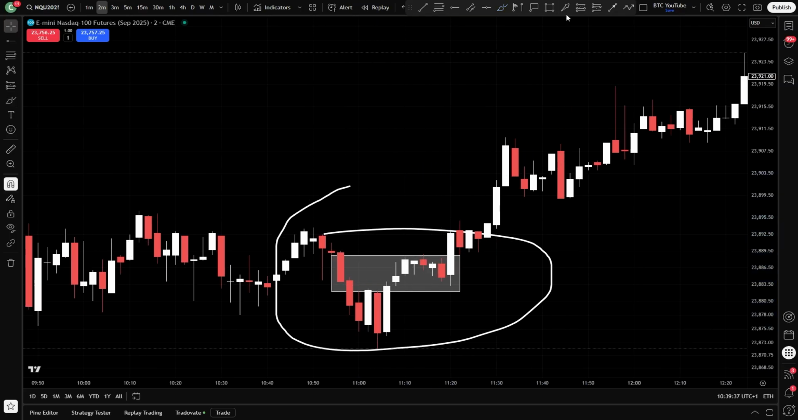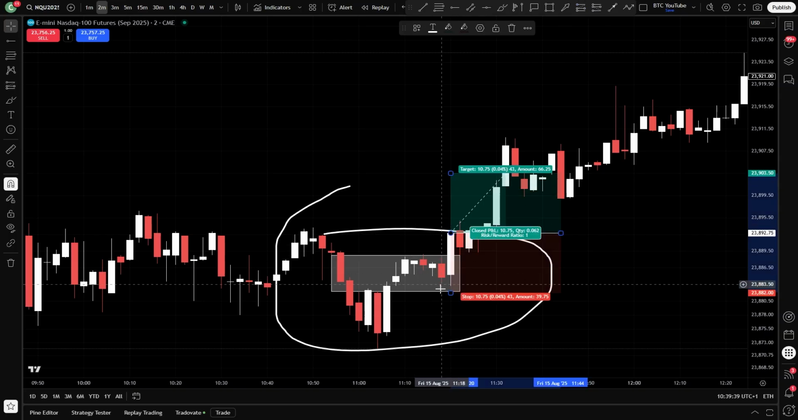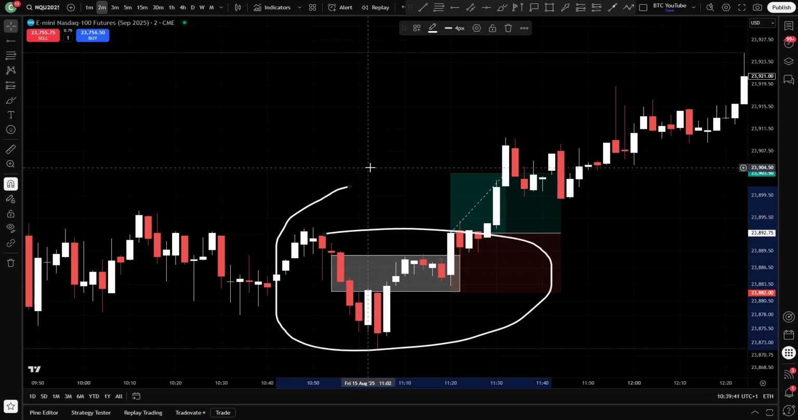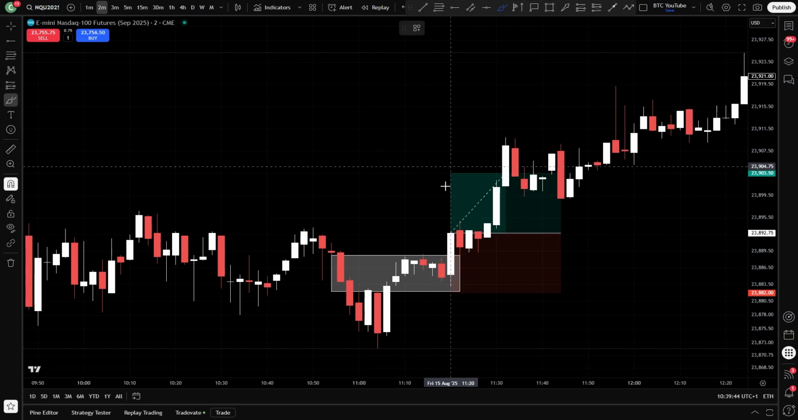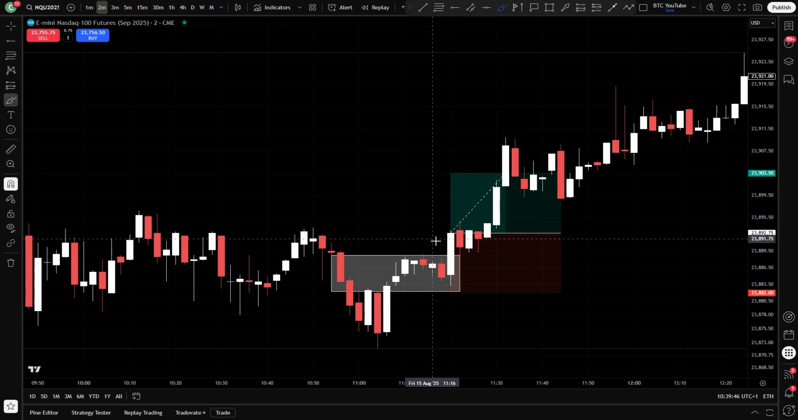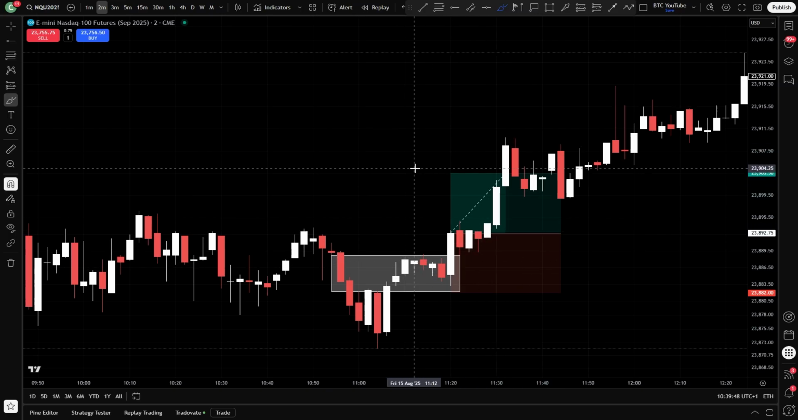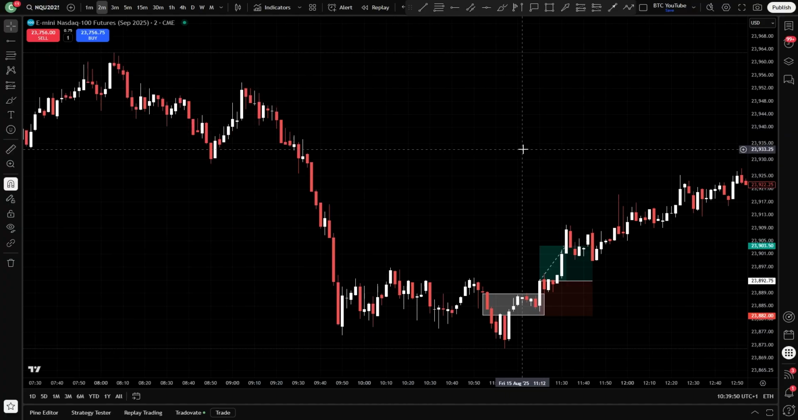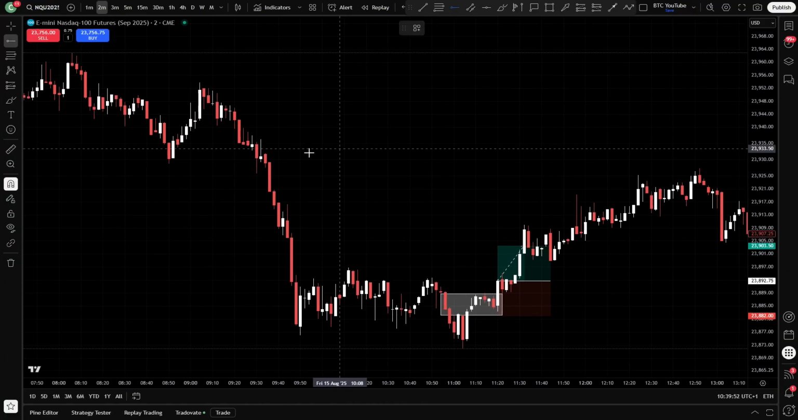You could have taken this, and you can see it would have worked. Stop loss below. Take profit at a 1-to-1. We come up, we hit the TP pretty much in the space of 10 minutes or so. Go break even on the rest, and then hold runners up through your V-shape.